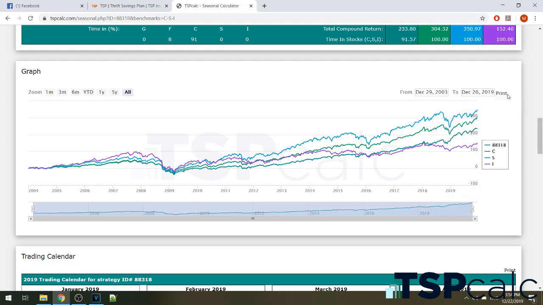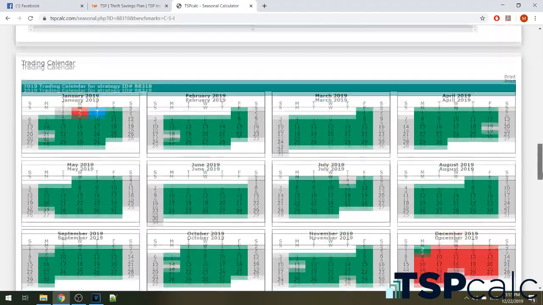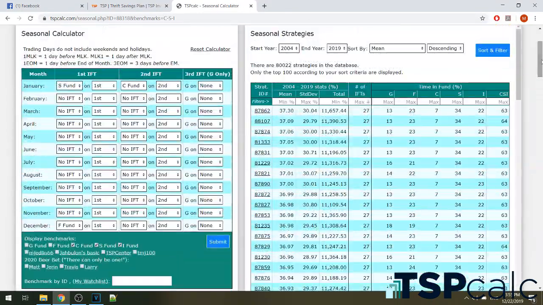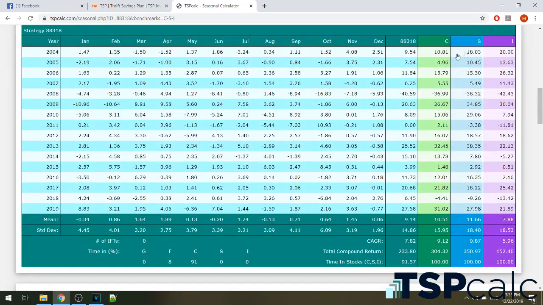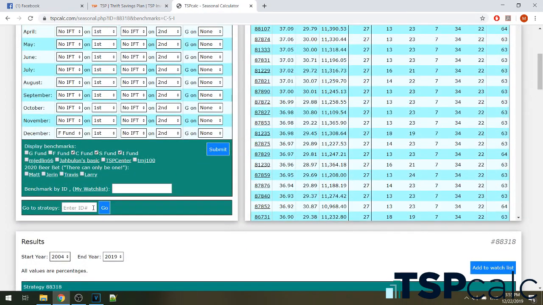That's how graphs work, and the graphs also have a print link right here. The trading calendar is only going to show up for the first strategy in the table, which again is the strategy that's plugged into here. So if at any point you decide that you want to print out one of these things that you're benchmarking against, you have to take that number and plug it in right here.